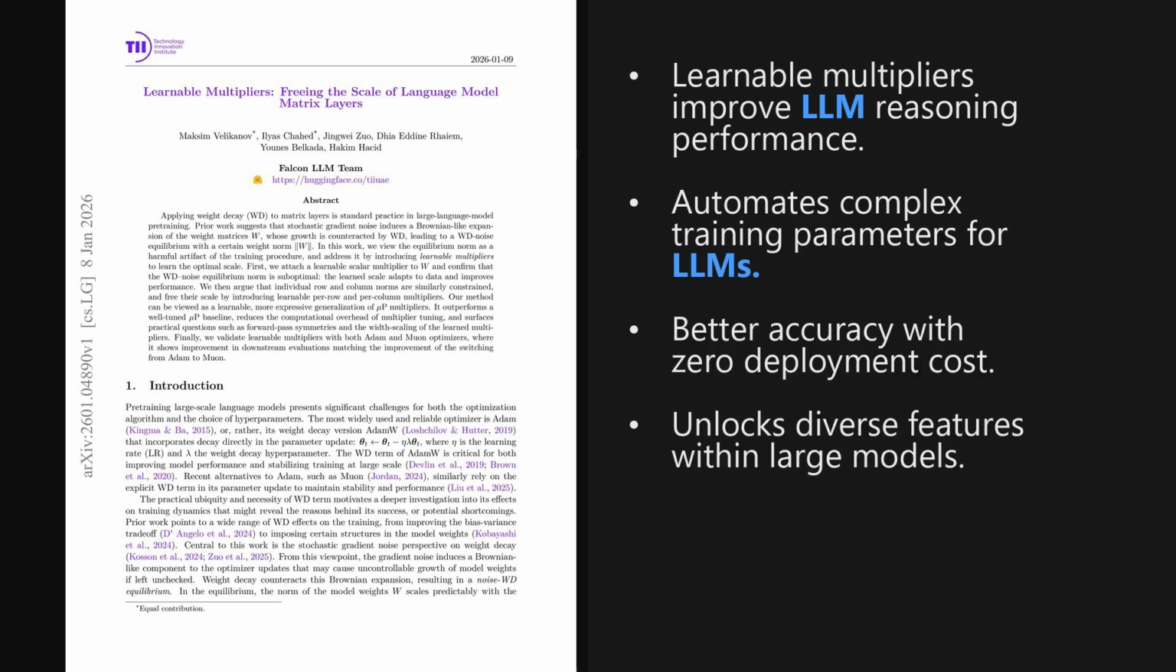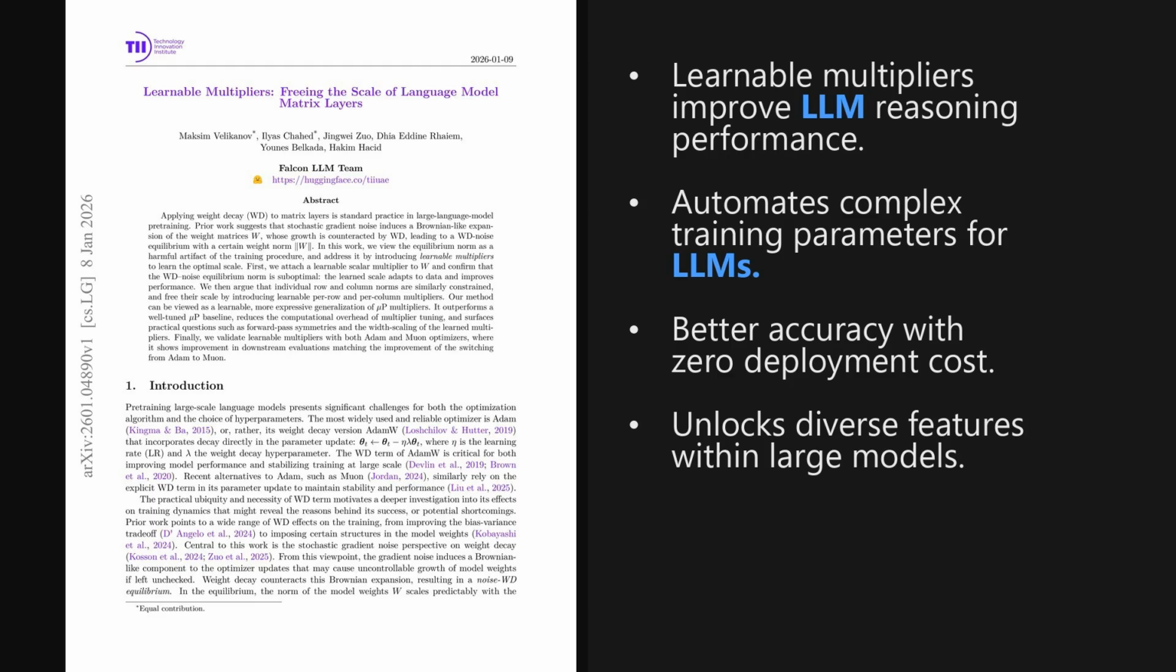I'm Alex. Today we're looking at a paper from the Hugging Face trending list, published on January 8, 2026, just yesterday. It introduces a technique called Learnable Multipliers that decouples weight scaling from optimization artifacts, boosting downstream benchmark performance by over 1% for both Adam and Muon optimizers. The paper is titled Learnable Multipliers: Freeing the Scale of Language Model Matrix Layers.